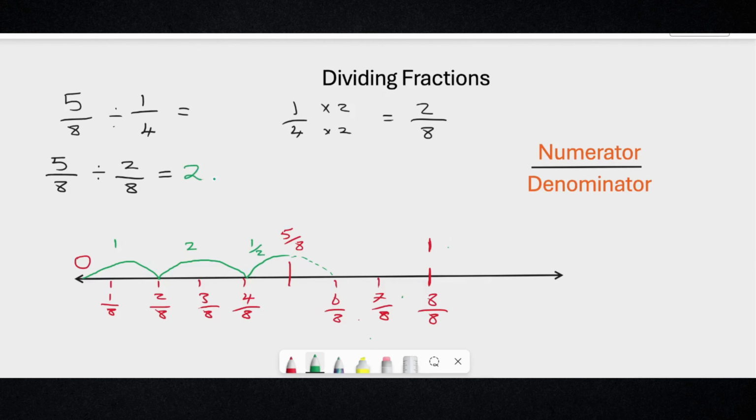2 whole jumps and a half, or 2.5. Put that into your calculator, 5 over 8 divided by 2 over 8, and see if you get 2.5.